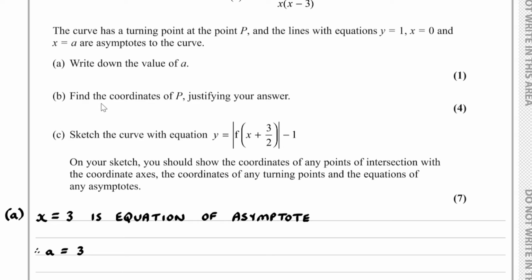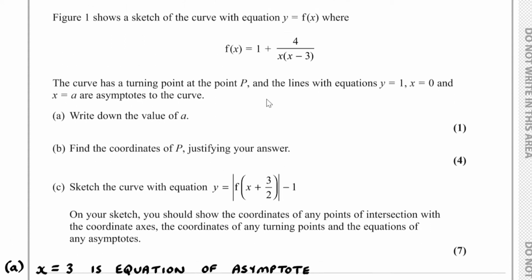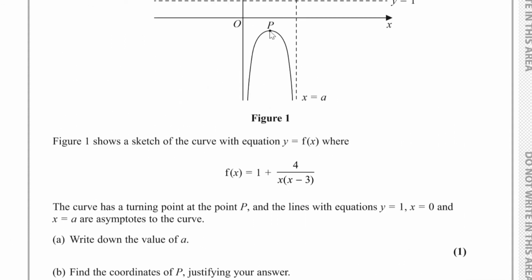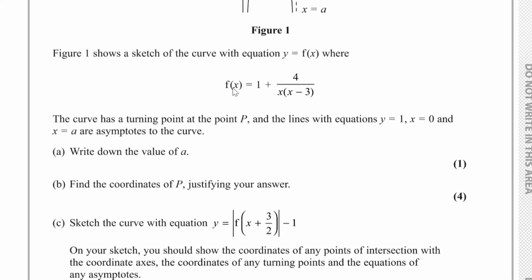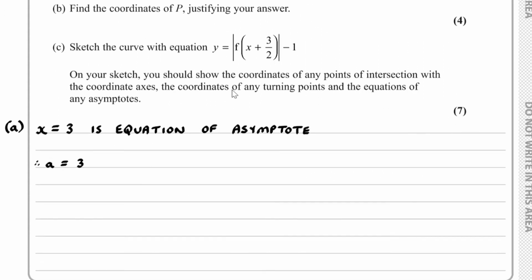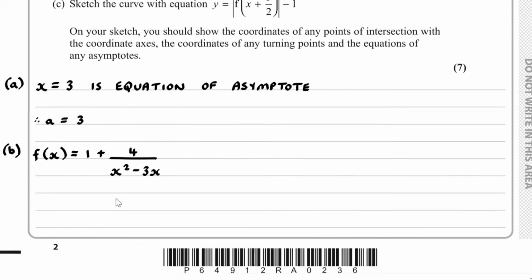For part B of the question, we have to find the coordinates of P, justifying our answer. Now, what we know already is we have a turning point at the point P. That would suggest to us we would have to differentiate f of x and set that equal to 0, from which we can find the coordinates of the turning point. Now, we can rewrite f of x as 1 plus 4 over x squared subtract 3x. And this form here would allow us to differentiate easily.